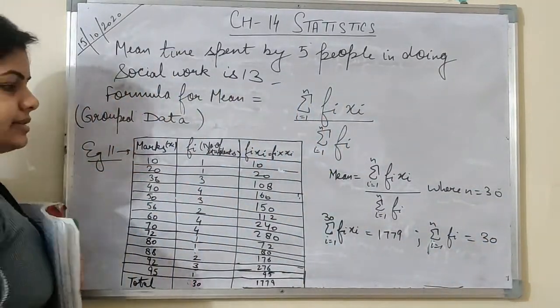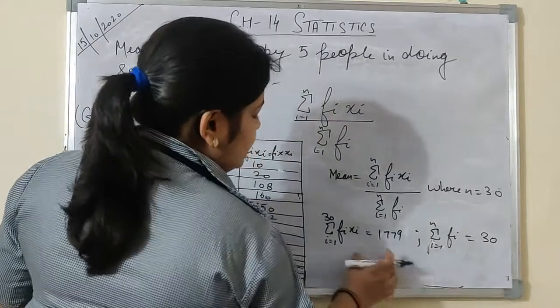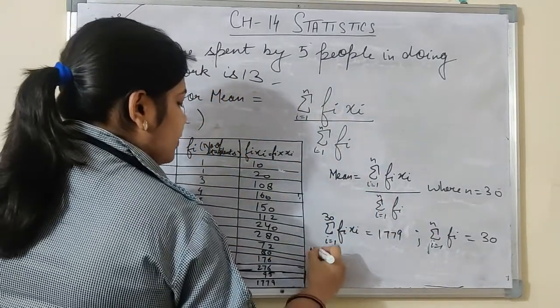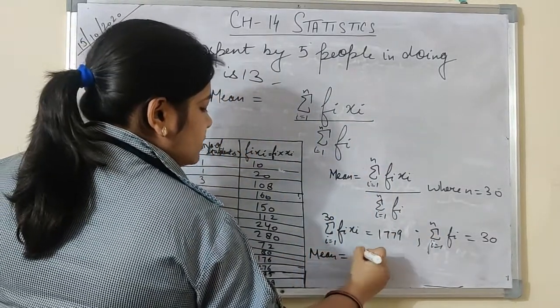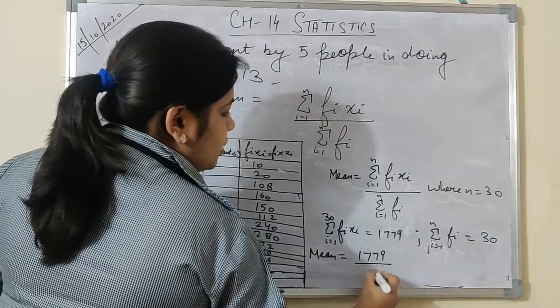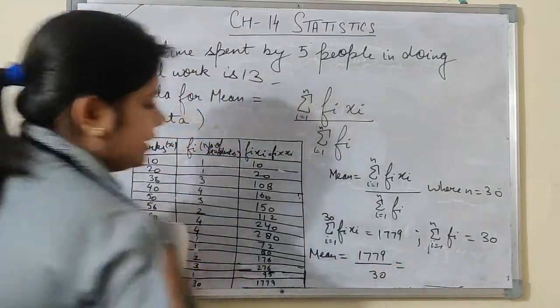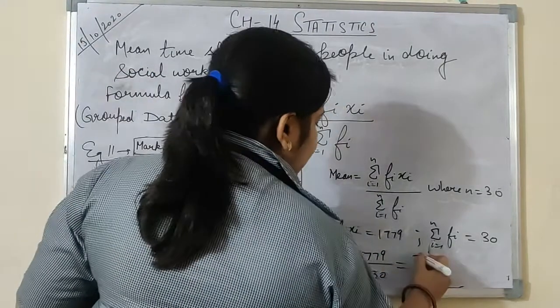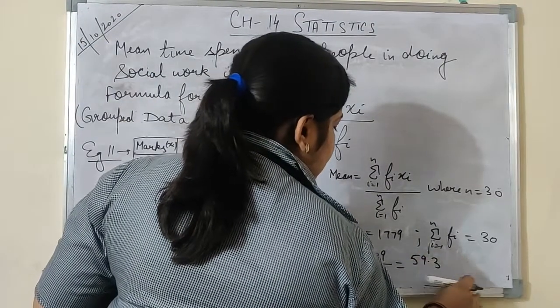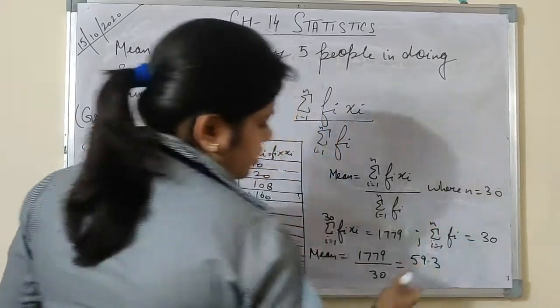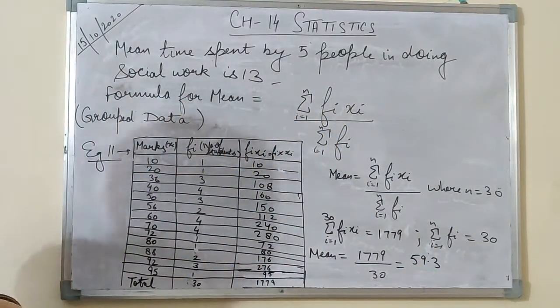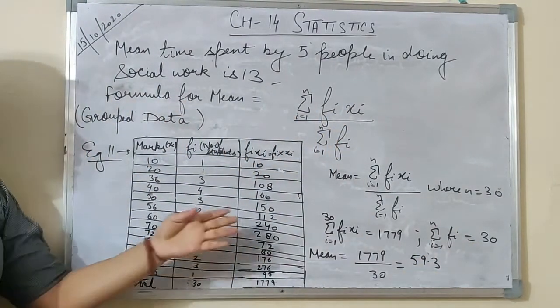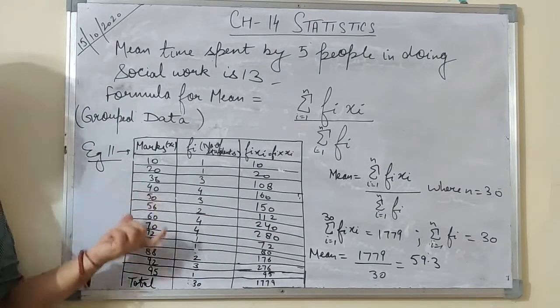Now what I am doing is I will just put these values in the given formula. So after putting these values in the formula, what do you get? You will get the required answer. I think it is clear to all of you. I am writing it directly. You can solve it. So your answer is 59.3. So your mean is 59.3 of grouped data.